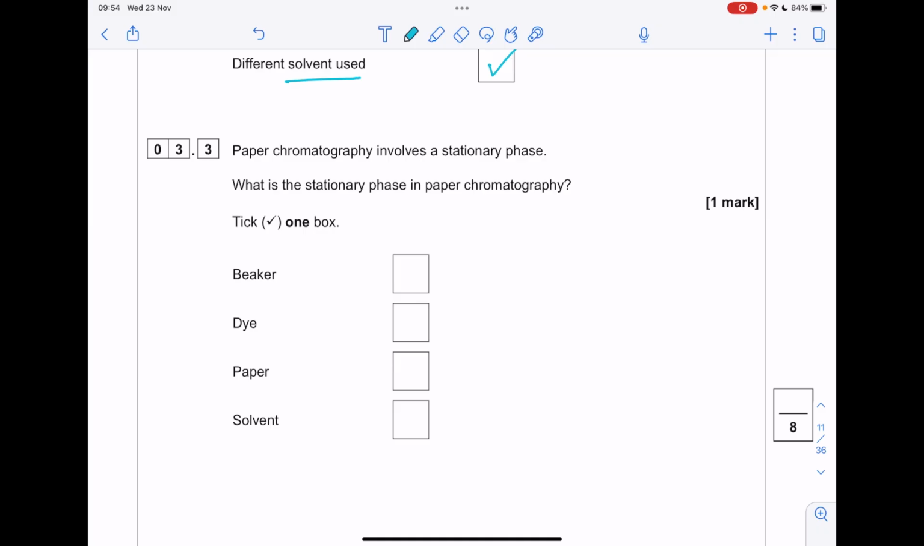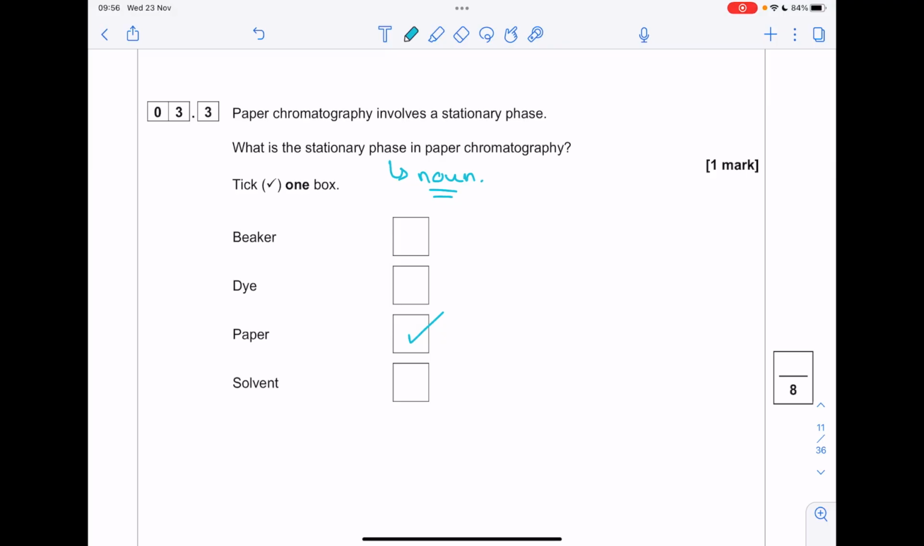Paper chromatography involves a stationary phase. What is the stationary phase in paper chromatography? So this is really weird, but because the stationary phase isn't a time frame, it's actually a noun. It's the thing which isn't moving at any point during your experiment, which means it's the paper.